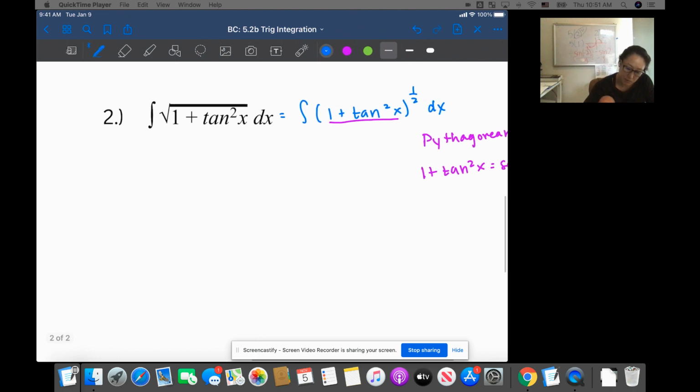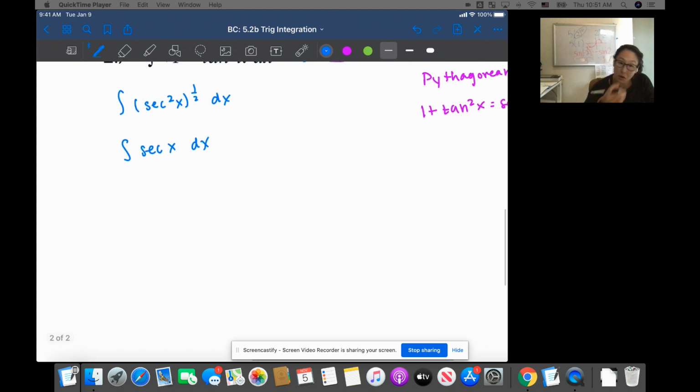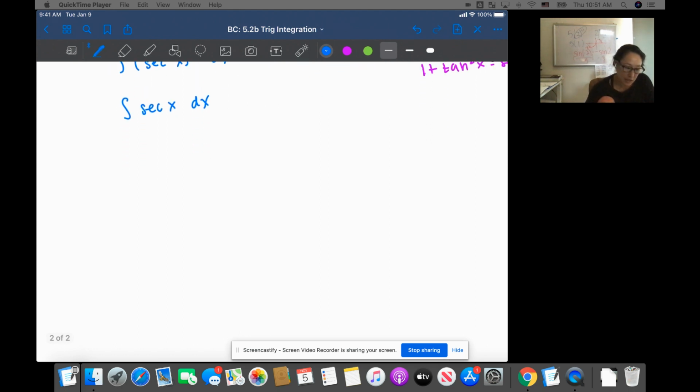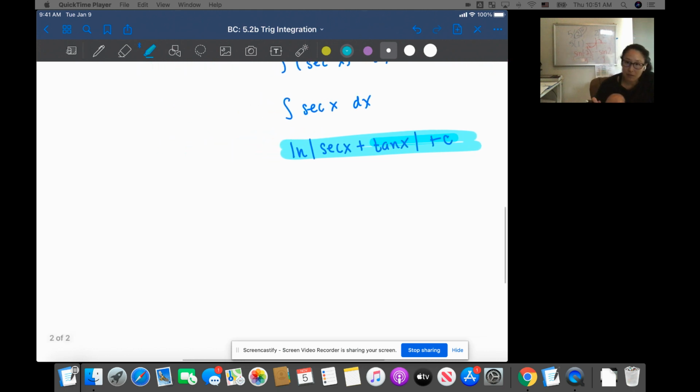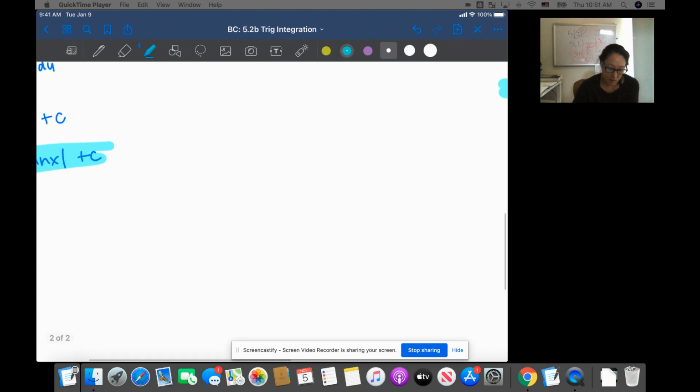So I'm just going to replace 1 plus tangent squared x with secant squared x to the 1/2 dx, and the square root of secant squared x would be secant x dx, and then I know that the integral of secant is the ln of secant x plus tangent x plus c. So that one, we used just a substitution so that we can solve it a little easier. Okay, all right, next one. 2 more.